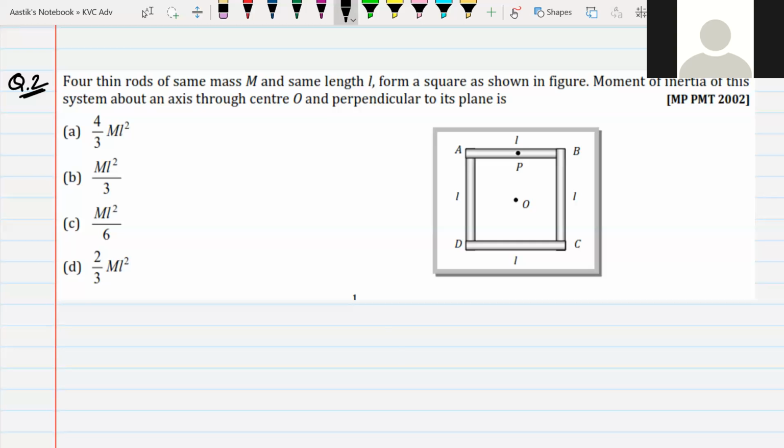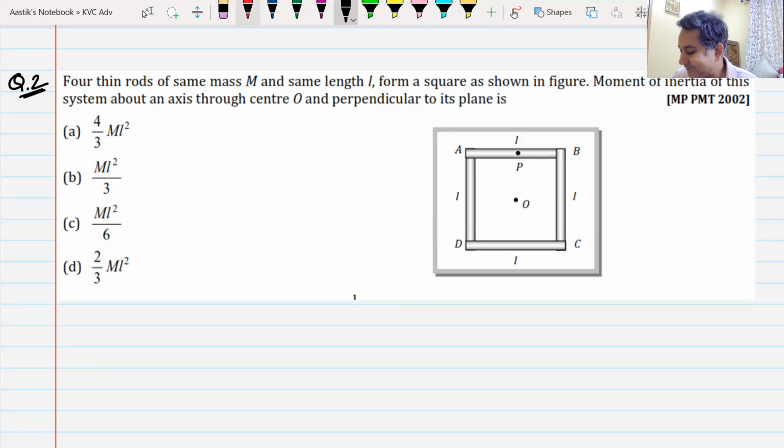Yes, my dear friend, any chance? So shall I do it? Yes, sir, it is option A. It is option A, 4 by 3 ml square. That is correct. How did you get it? Sir, I have used the parallel axis theorem. How have you used the parallel axis theorem? You can understand that if you can find the moment of inertia of any rod, just multiply it by 4 and you get your answer. Yes or no? Yes, sir.